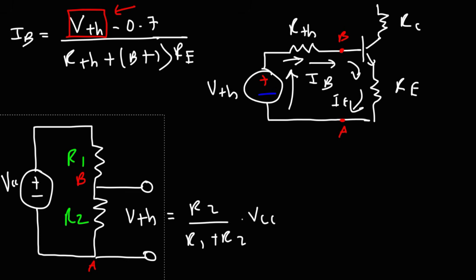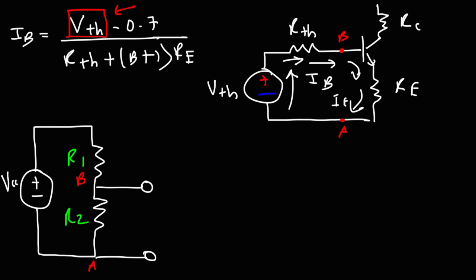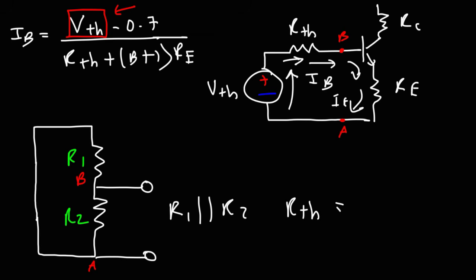So now the next thing we need to do is calculate the Thevenin resistance. In order to calculate the Thevenin resistance, replace the voltage source with a short circuit, and then calculate the equivalent resistance between points A and B. So R1 and R2 are parallel to each other with respect to points A and B. Therefore, because they're parallel, we could say that the Thevenin resistance, which is the equivalent resistance of the circuit at points A and B, is going to be R2 times R1 over R1 plus R2.